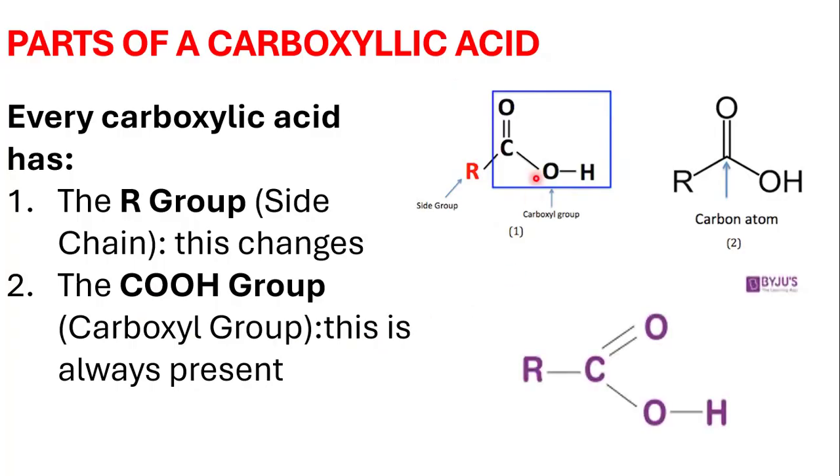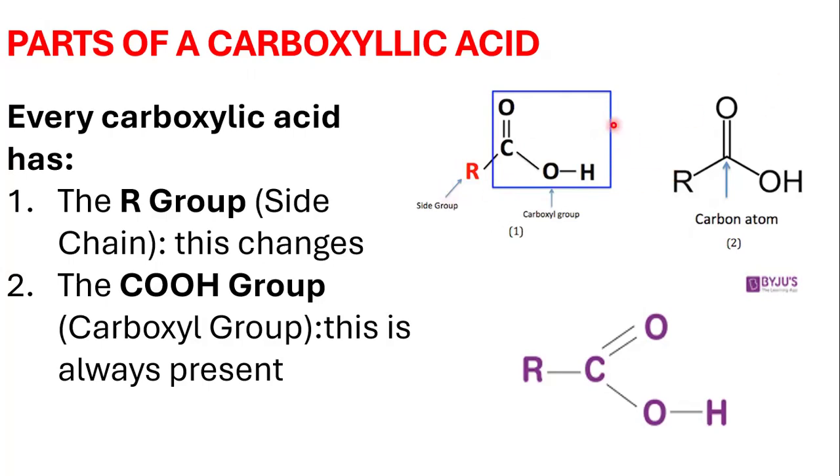So if you're looking at this picture, this right here is the carboxyl group. This does not change. And this right here is the side group. This could be very long, this could be small, but it's the side group. So when you look at a carboxylic acid, we divide it into two parts. We have the carboxyl group, and then we have the side group or the R group, which is going to change.